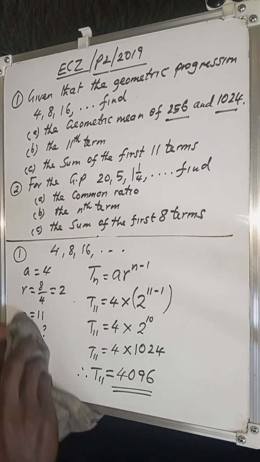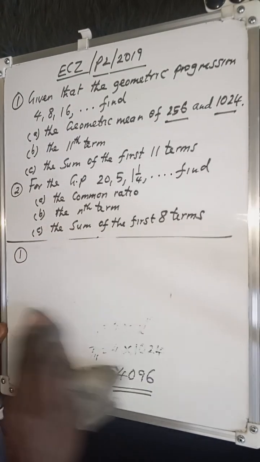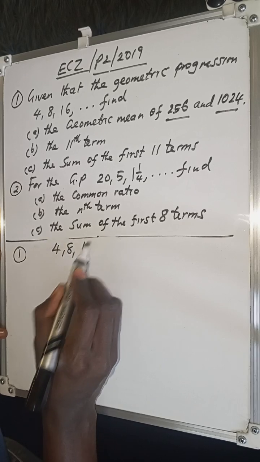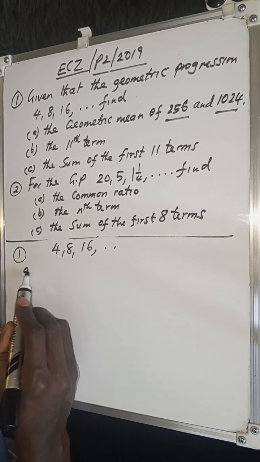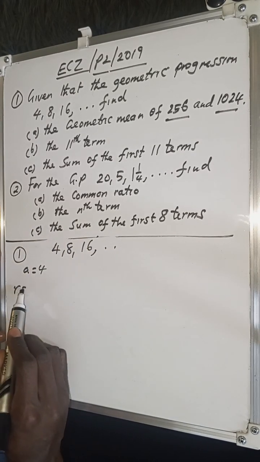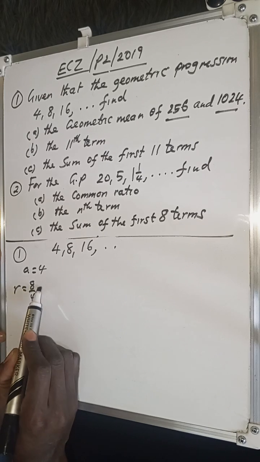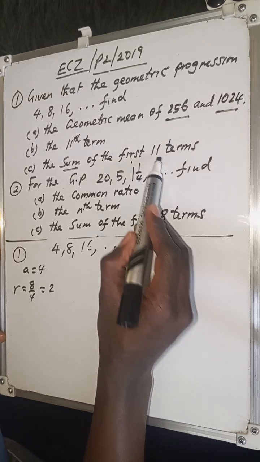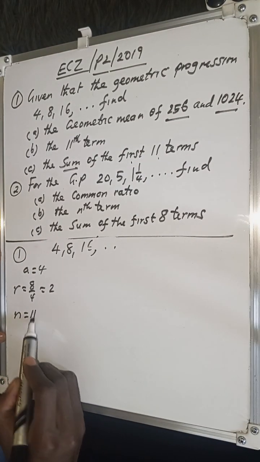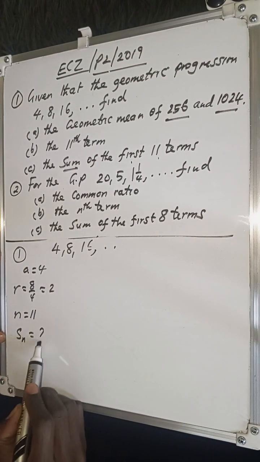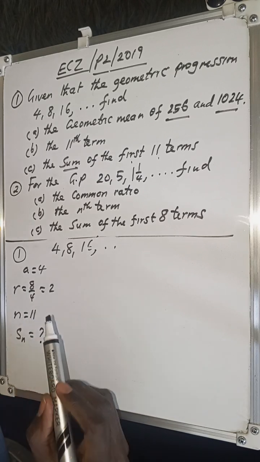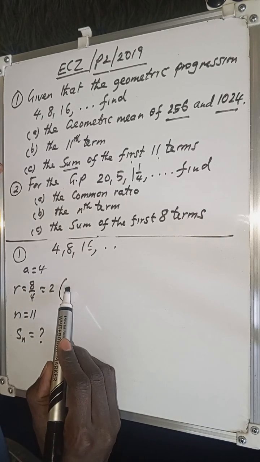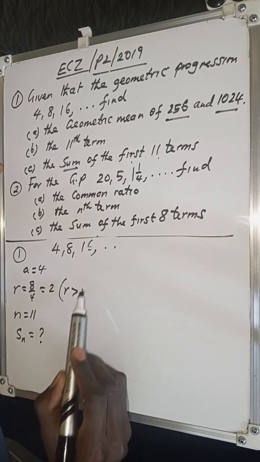Let's move on to the C part, number 1C. For the same sequence that they have given us so far, we know our first term is 4 and our common ratio is 2. Now they want you to find the sum of the first 11 terms. So when n is equal to 11, what would be Sn, the sum? When you look at the common ratio, it is actually greater than 1.